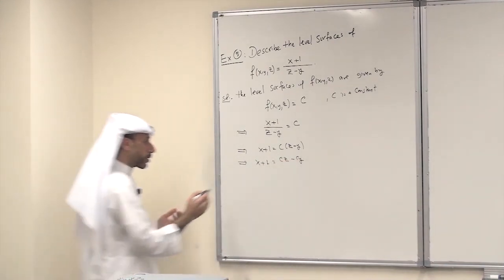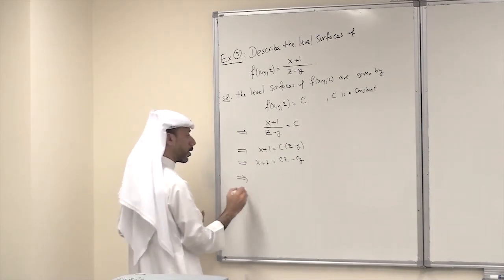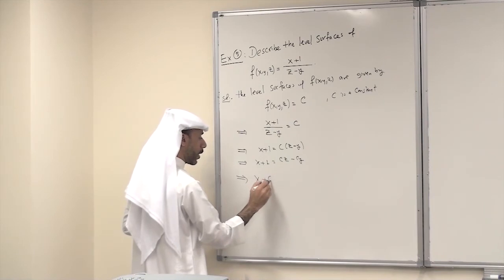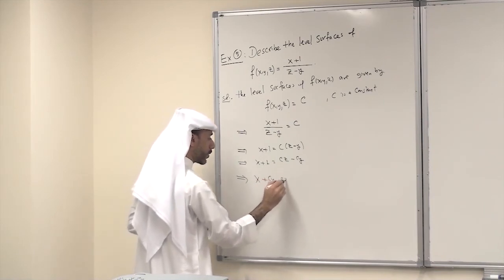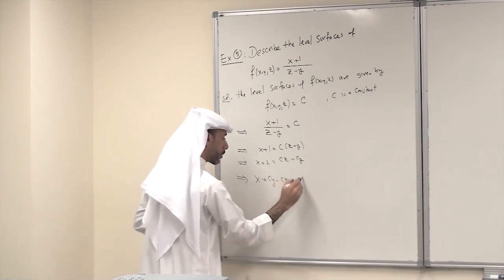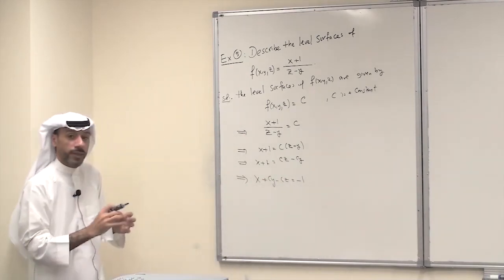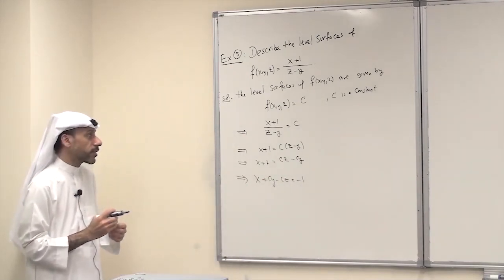If we rewrite this again, this becomes the following: x plus cy minus cz equals minus 1. So this is the equation for the level surface.